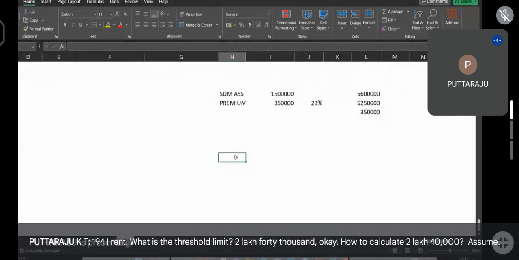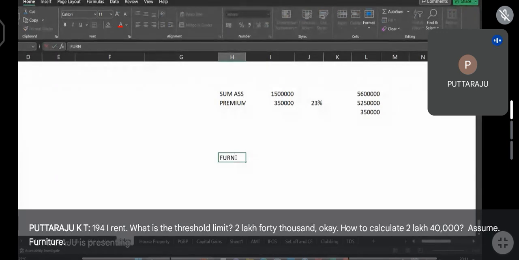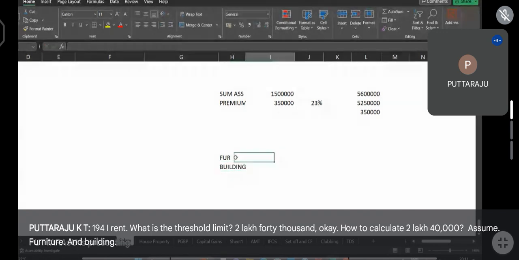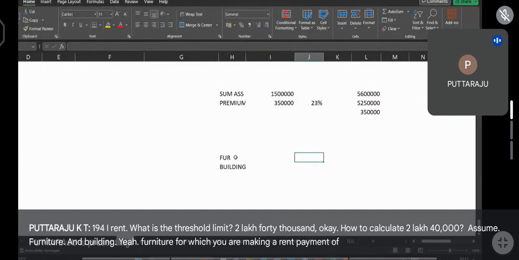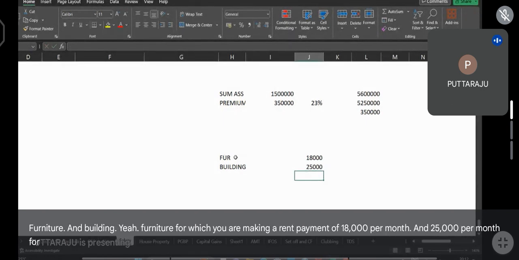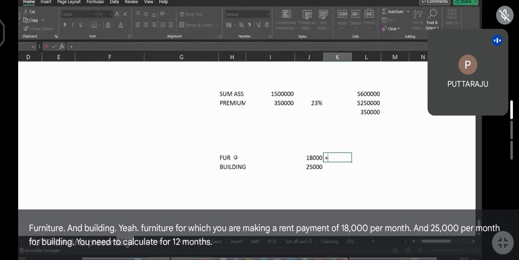Assume furniture and building. Furniture for which you are making a rent payment of 18,000 per month, and 25,000 per month for building. You need to calculate for 12 months. First calculate how much it comes to.